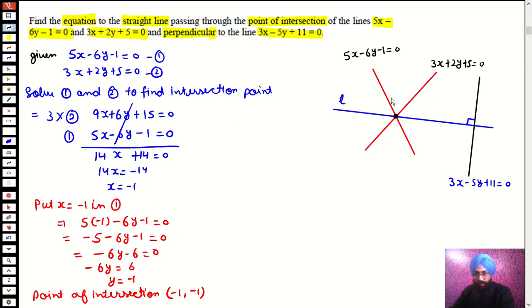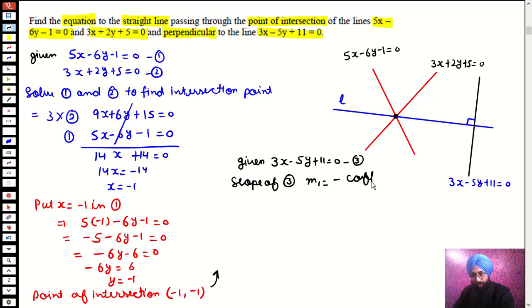Okay, we are done with one of the things. We needed a point, we got it. Now we need the slope of line L. For that we are finding the slope of this line. Given line 3x - 5y + 11 = 0. So the slope of this line, m1, is given by the negative coefficient of x divided by the coefficient of y. The coefficient of x here is 3 with the negative sign, and the coefficient of y is -5. So m1 comes out to be 3/5.